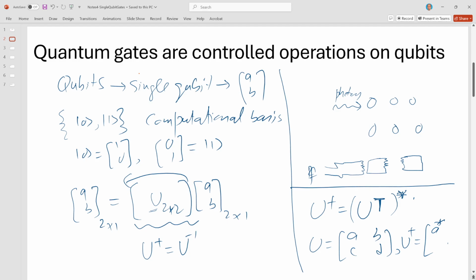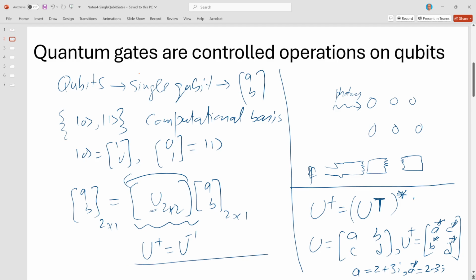Let me go back again. So this is D conjugate and C conjugate here and B conjugate here. And conjugate, again to recall, is the complex conjugate, so if we have a complex number 2 plus 3i, the conjugate means that we flip the sign of i. So it becomes 2 minus 3i.